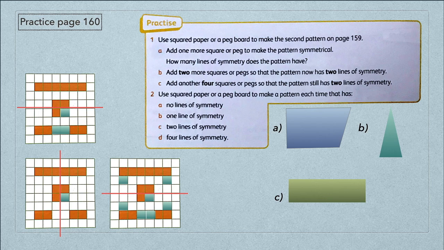Part D, however, with four lines of symmetry, we're going to have a square, which in this case we have two vertical and horizontal symmetrical lines and two diagonal symmetrical situations. So in total, we're going to have four lines of symmetry.